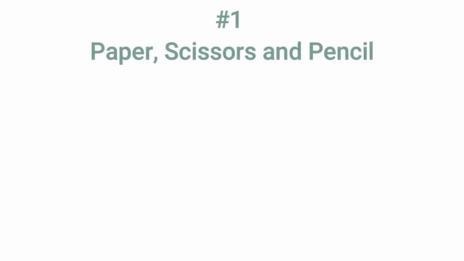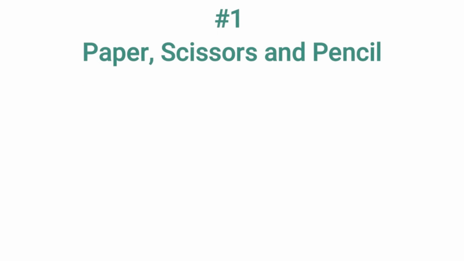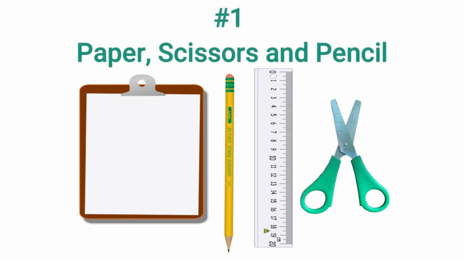So I'm going to go in depth with the first 4, and number 1 on the list is paper, scissors, and pencil. You heard that right. Paper, scissors, and pencil. Many times when we think of manipulatives, we limit our thinking to tools such as a Geoboard, algebra tiles, pattern blocks, fraction strips, etc. However, there's a lot that we can do with a sheet of paper, scissors, and a pencil.